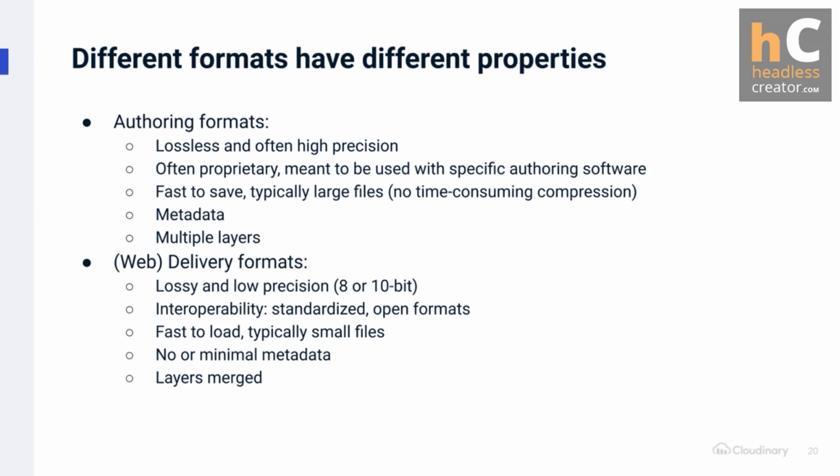Whereas in delivery formats, you don't need these multiple layers. They are merged because more layers just means transferring more data. You don't need metadata either. You just need small files that are quick to load, quick to transfer. And they need to be interoperable. So for delivery, you cannot have proprietary formats that are not interoperable. They need to be standardized and implemented in the browsers. You don't need lossless necessarily for web delivery. Lossy is fine. Precision doesn't need to be super high because the main purpose is viewing the image, not editing it.